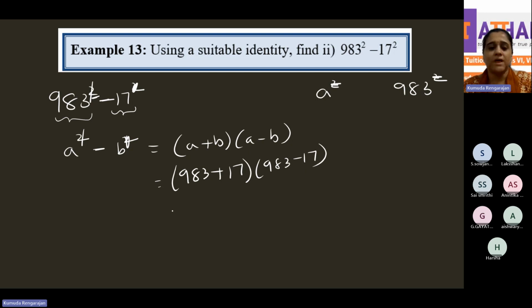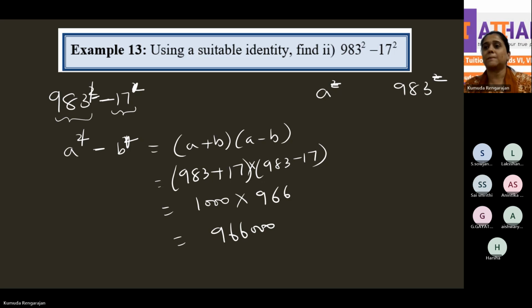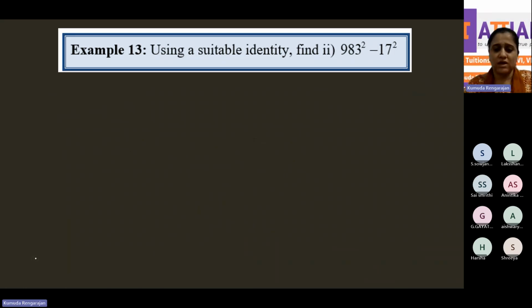Now simplify this. When you add, you get 1000 and it's into multiplication. When you subtract, what will you get? 966. I think this is the product, I'm sorry, the difference. And this is the answer. All right. That's all. You can have a look at it.